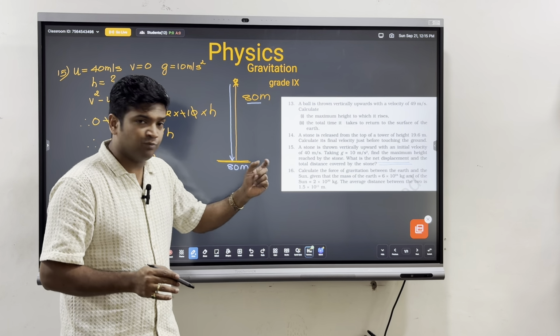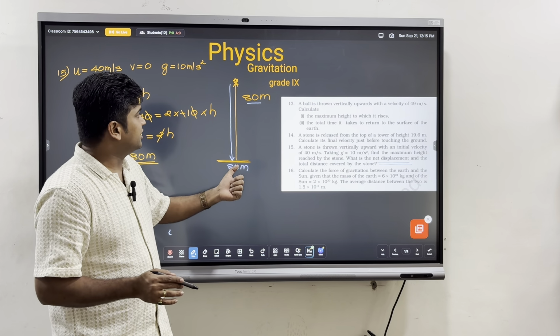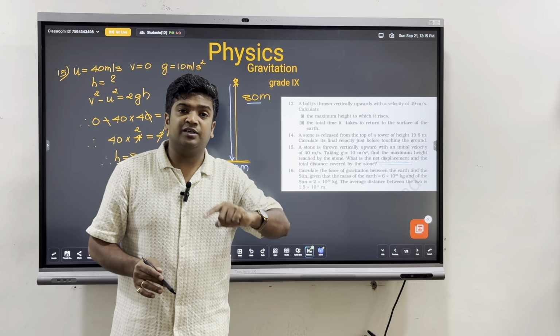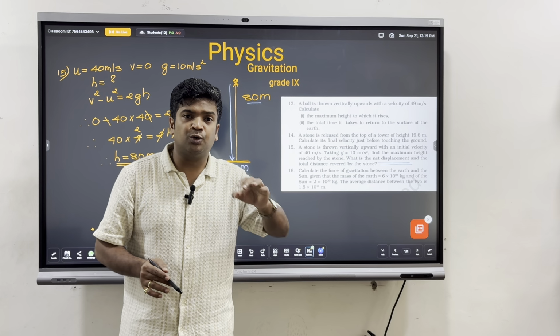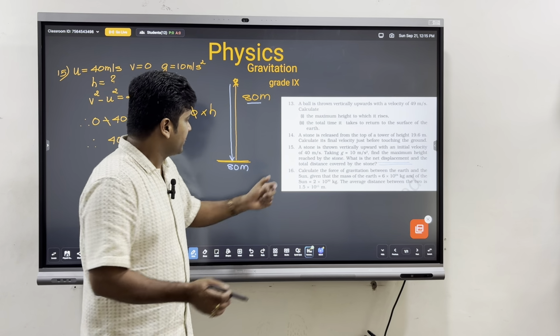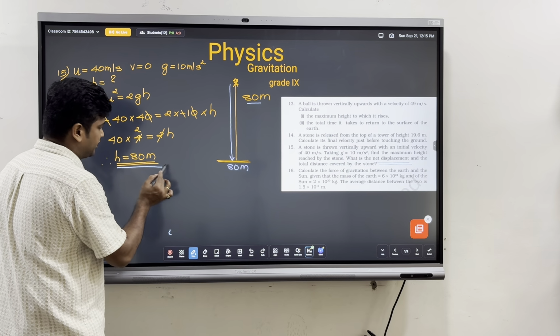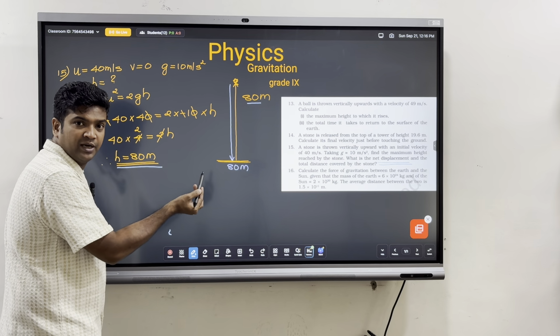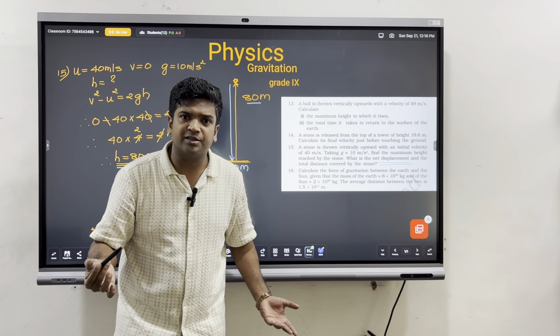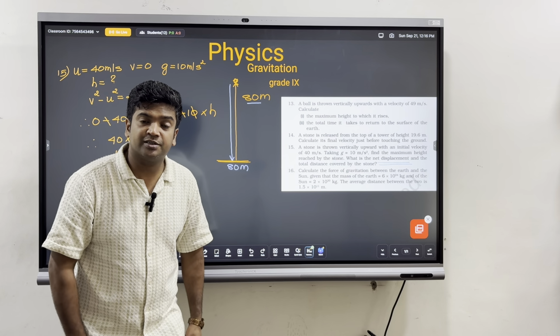And the total distance, what will you write? Distance covered by the stone to go up is 80. So it will cover 80 again to come down. So total distance will be 160 meters. Done. So to find the height to which it reaches, 1 mark or 2 marks. So displacement and distance, half marks. So total 3 marks. So a good question for 3 marks.